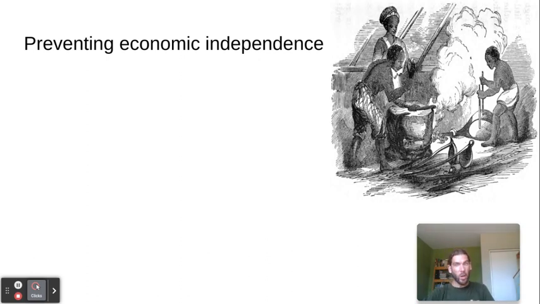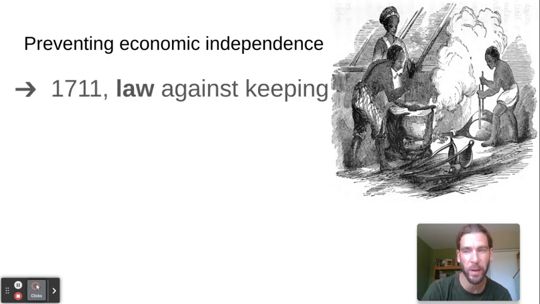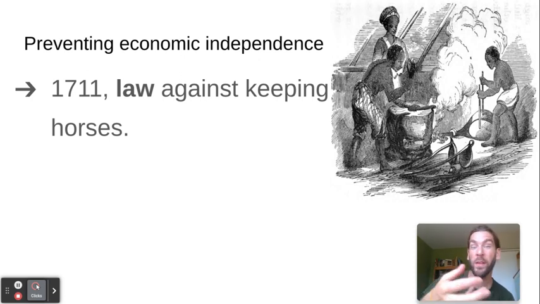Another way of fighting against slave resistance and against bonding between the slaves was preventing their economic independence. For instance, in the British Caribbean, a law was written against slaves keeping horses. The horse was like the car of the 17th and 18th century. You could move around. You had independence.